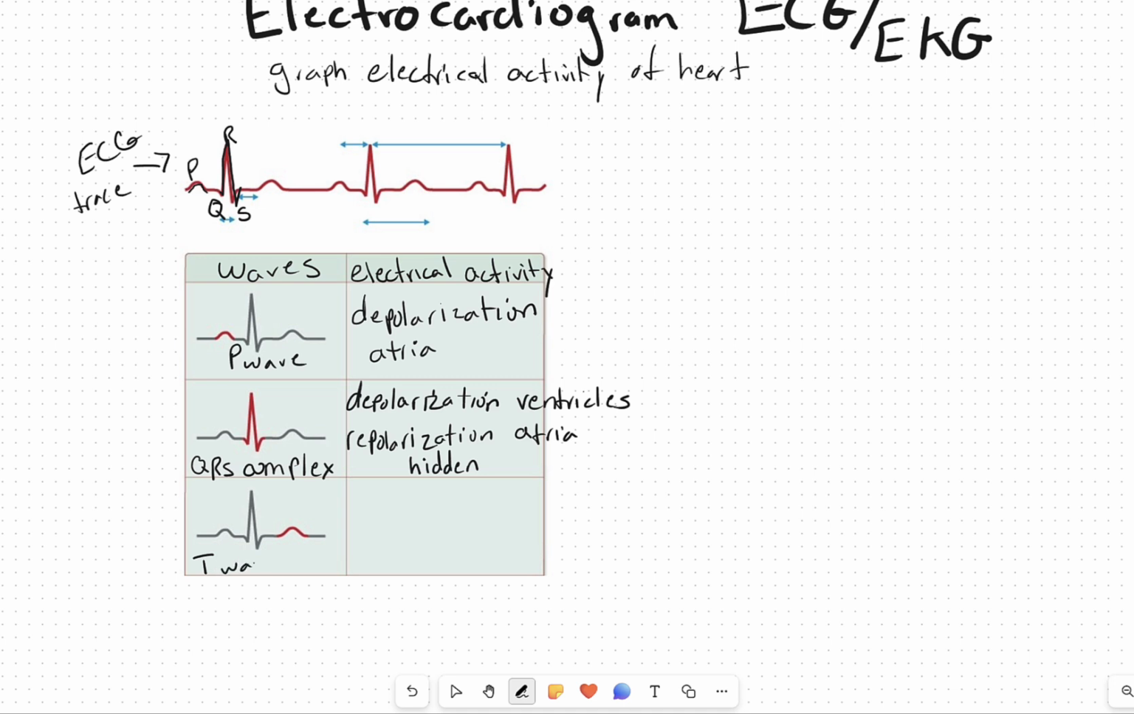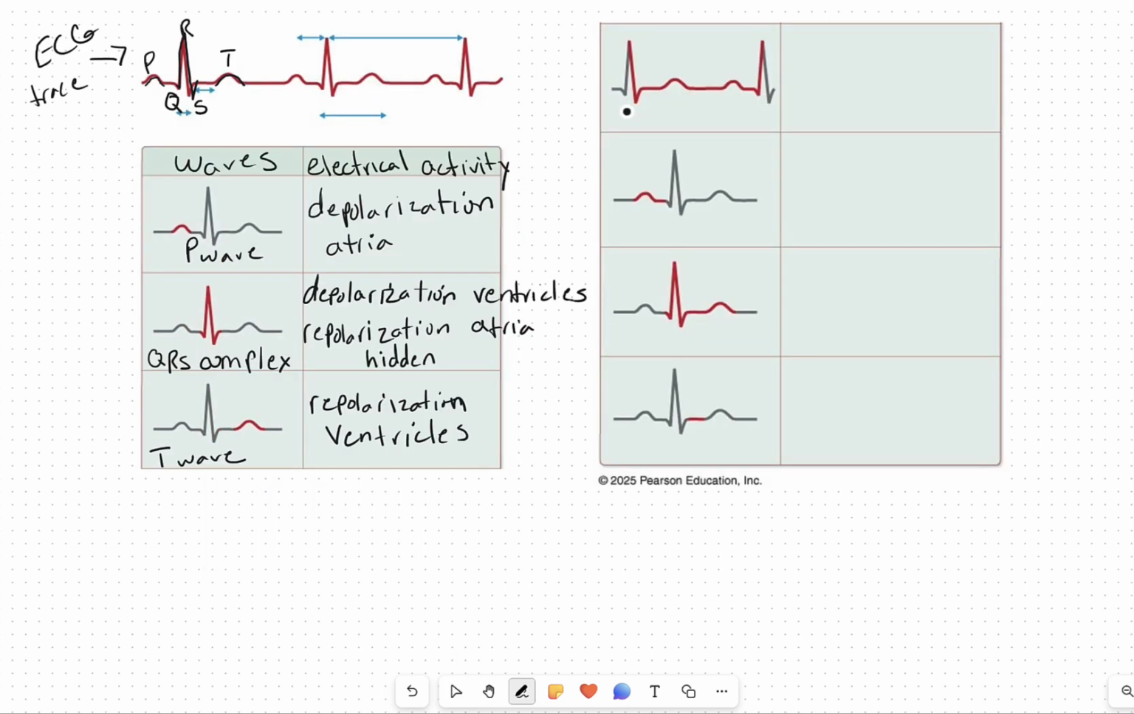And then the last wave of the heartbeat is the T wave. The T wave is the repolarization of the ventricles. Notice how when depolarization or repolarization happen, the waves tend to go up. So the direction of the wave on the EKG does not correlate to the actual membrane potential.